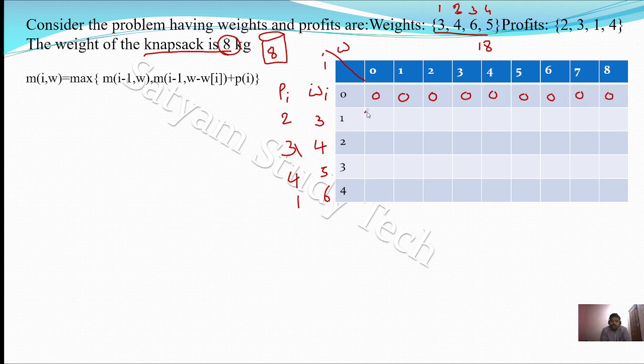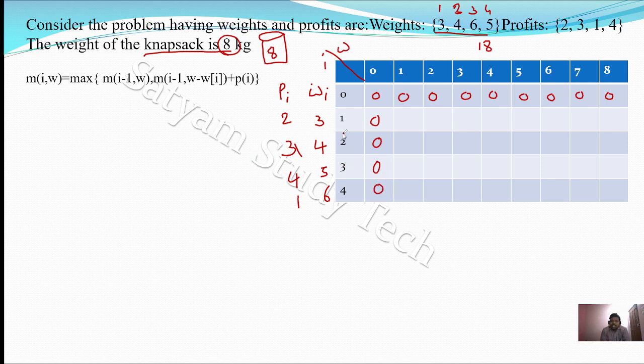Now you can see here the bag capacity is 0. Then if you cannot consider any object, you cannot put this object into this particular bag, since the bag capacity is 0. If you cannot put that object into the bag, then you cannot get any profit. So the profit is 0, here it is 0 and 0. So this is the first step.